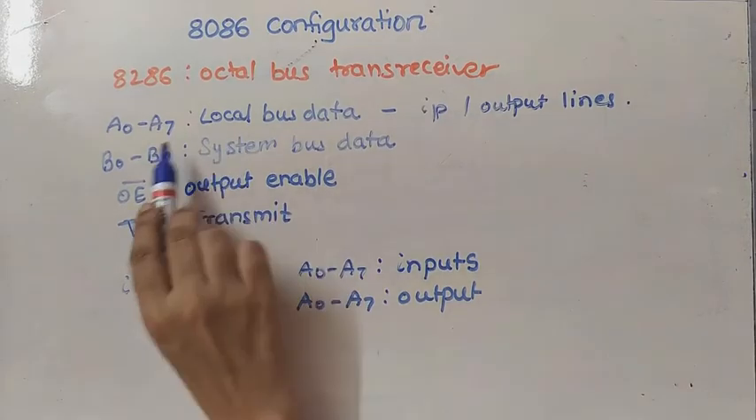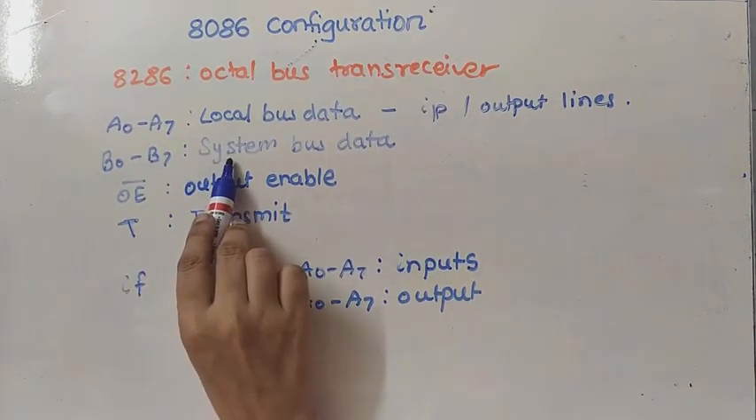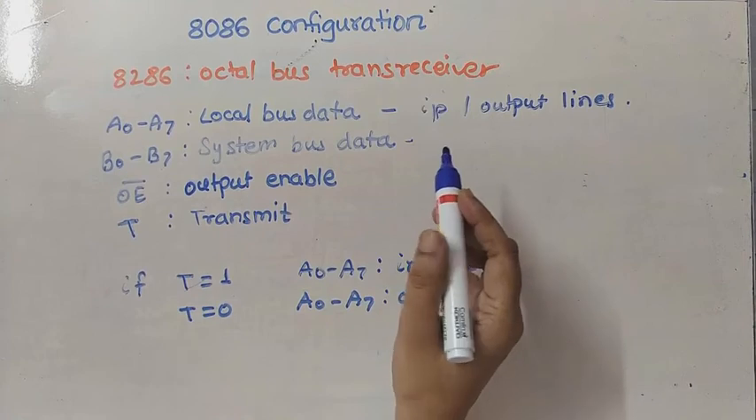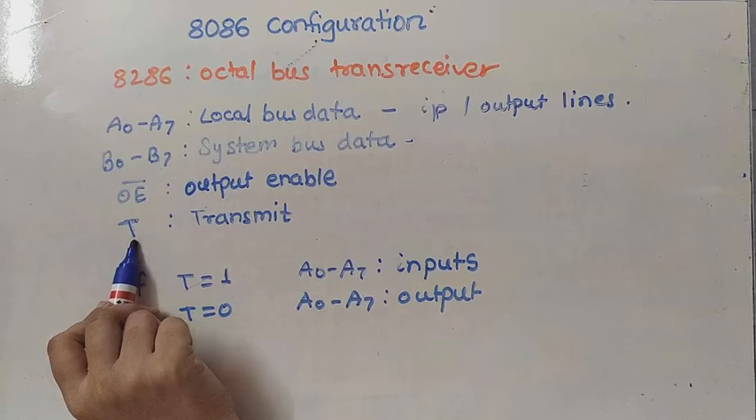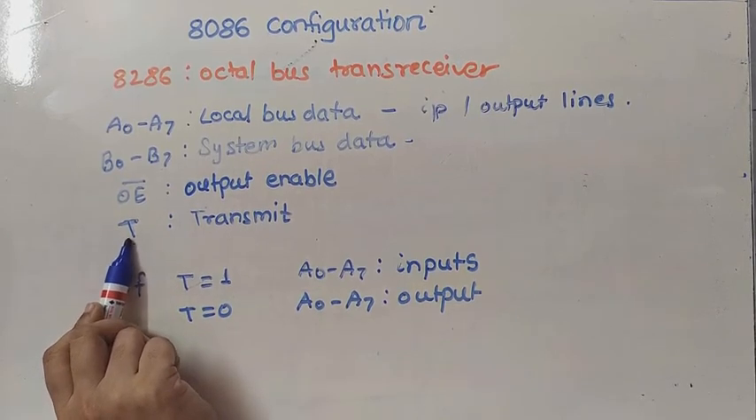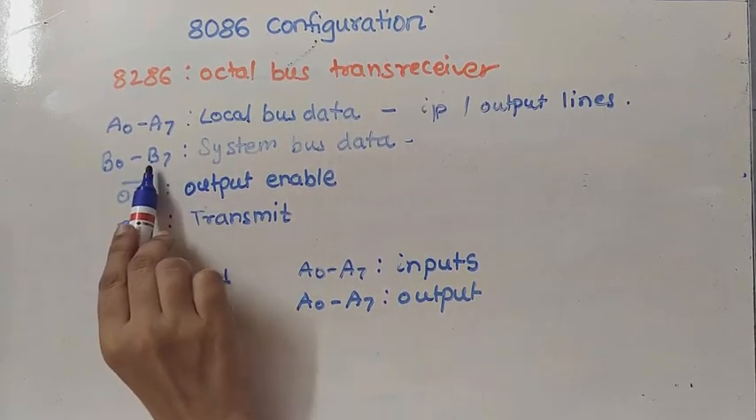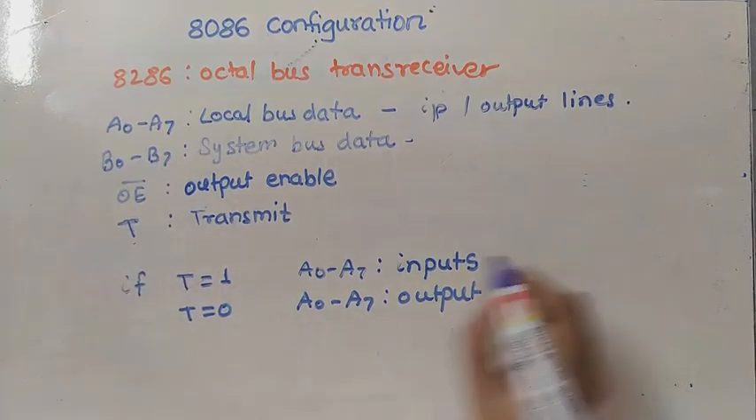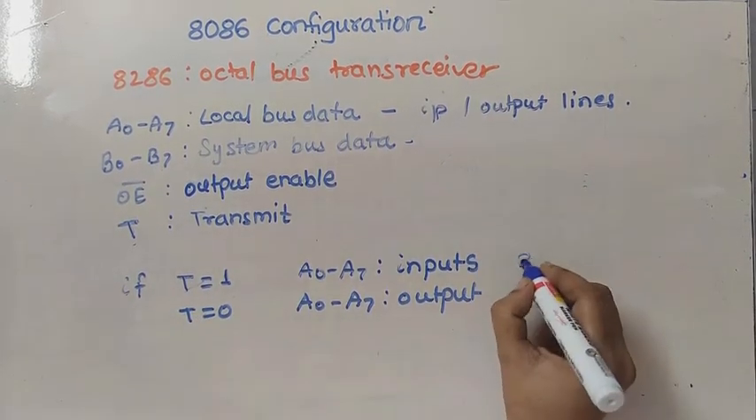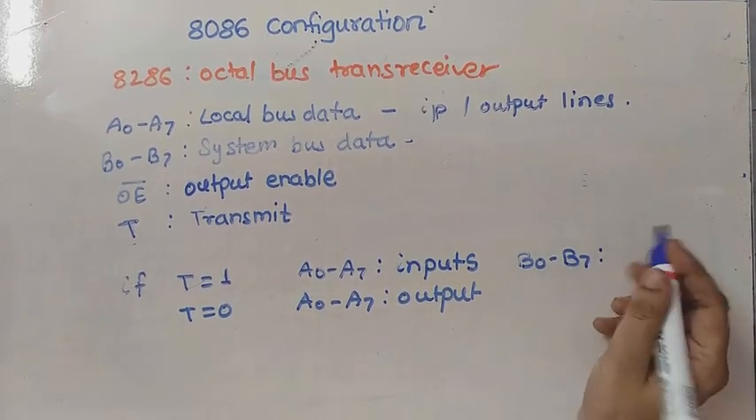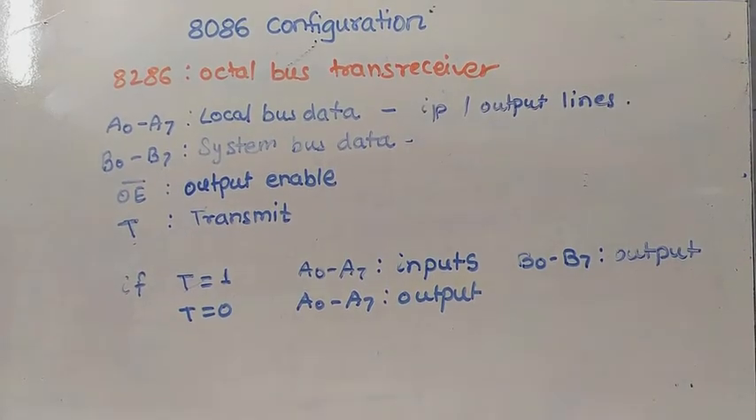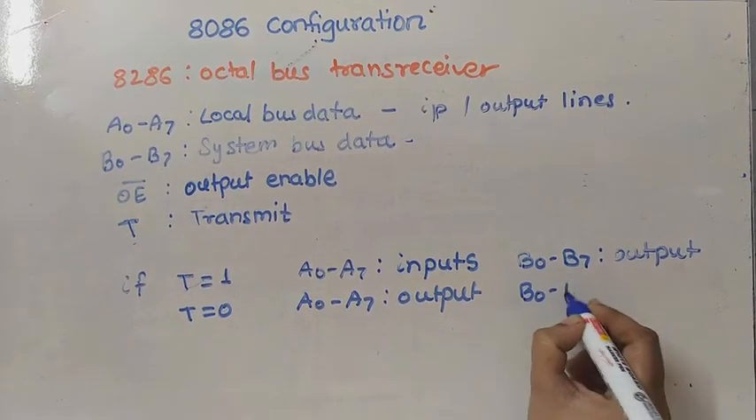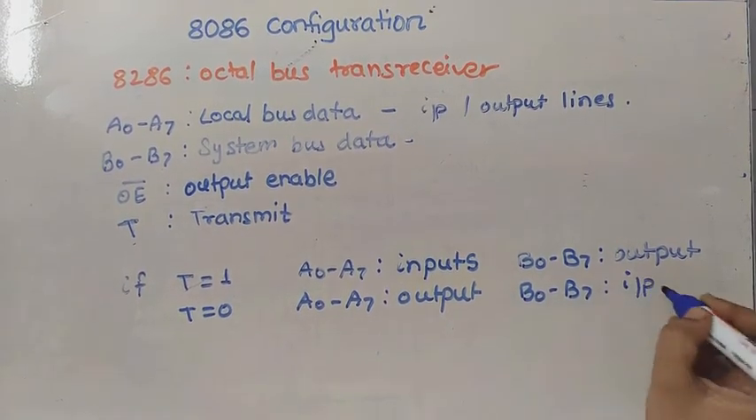Similarly, B0 to B7 are called the system bus data pins or data lines. They also depend on the status of the transmit pin. When T is equal to 1, B0 to B7 will act as output lines, and if T is equal to 0, at that time B0 to B7 will act as input lines.